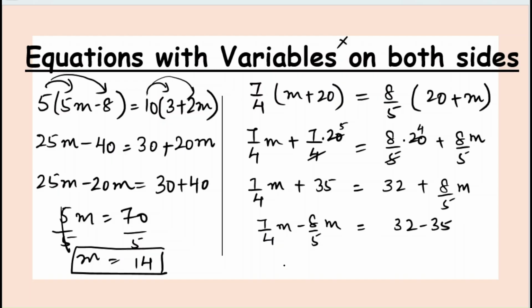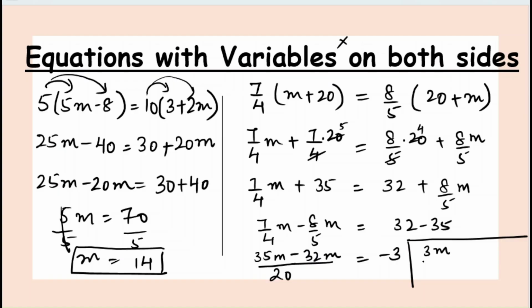When you solve this, the common denominator of 4 and 5 is 20. So you get 20, and 7 times 5, 35m, minus 8 times 4 is 32m, equals 32 minus 35 is minus 3. Now 35 minus 32, okay, I'll write it over here. There is little less space. 35 minus 32 is 3m over 20 equals negative 3.